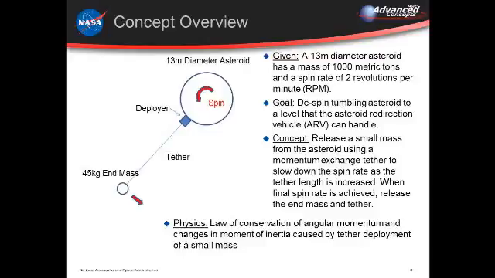Okay, and so the goal is to de-spin the tumbling asteroid to a level that the asteroid redirect vehicle can handle. On this chart, I call that a mothership, but to take the load off of that vehicle, to dissipate that energy that's in the spin. Basically what we're doing is releasing a small mass, deploying it from the surface of the asteroid, letting the spin rate go down, and then when it goes down to an acceptable level, we can separate this system, and then the asteroid retrieval vehicle can take it from there. And so we're using angular momentum and changes in moment of inertia to do this.